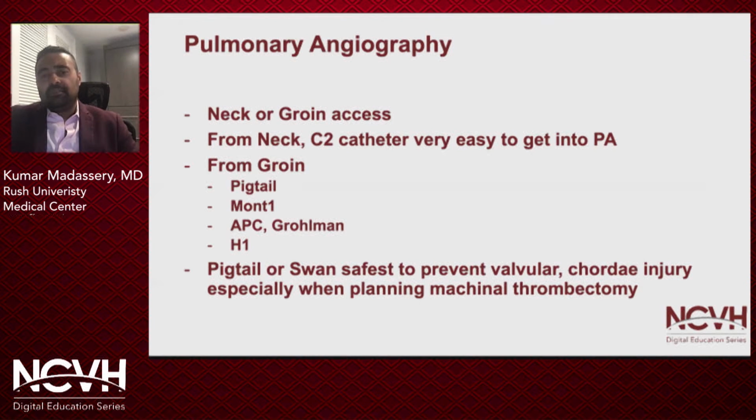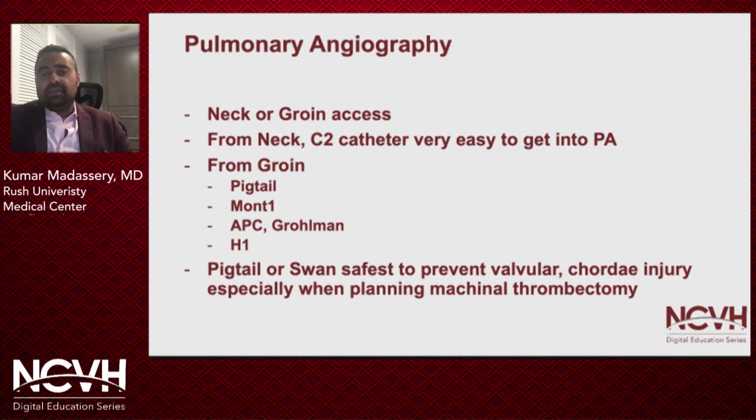Based on operator preference, this can be done through the neck, usually the right internal jugular, or from the groin. It really depends on the experience and the preference, and sometimes what's going on with the patient. Some patients may have difficulty with the groins. Some patients may have cervical collars and all these other issues making it difficult to go from the neck. Regardless of which way you go, the goal is to get into the pulmonary outflow tract.